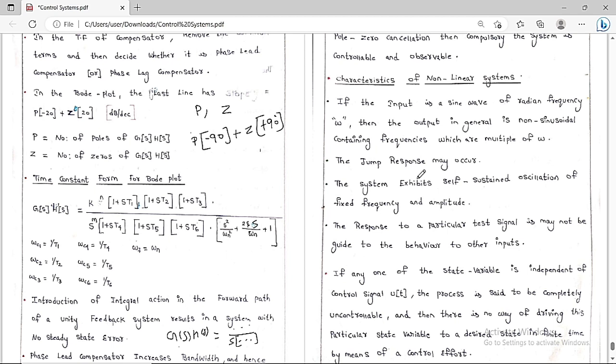In the case of LTI systems, the output is always continuous in nature, with no sudden jumps. Whereas in the case of non-linear systems, there is a sudden response.